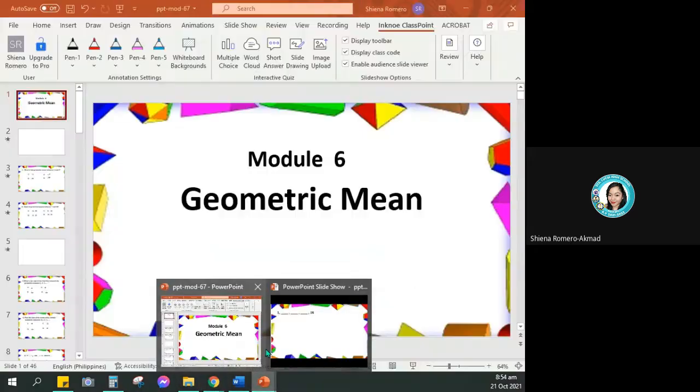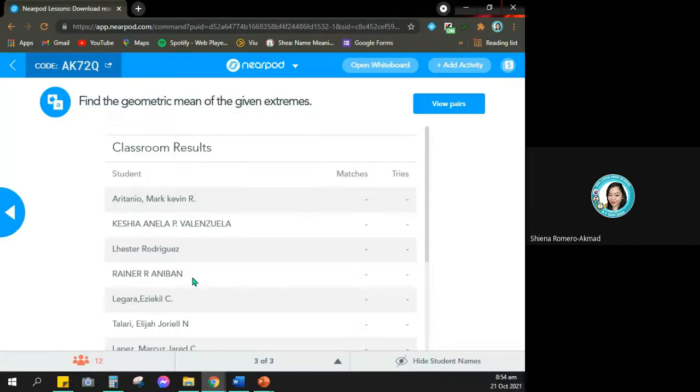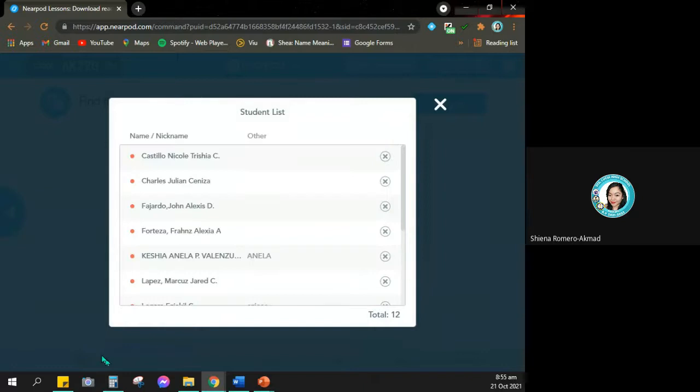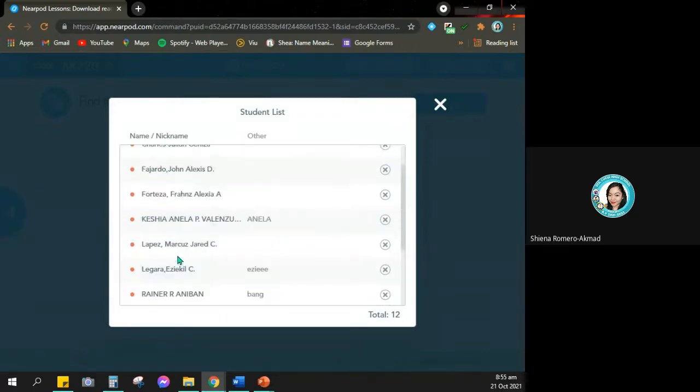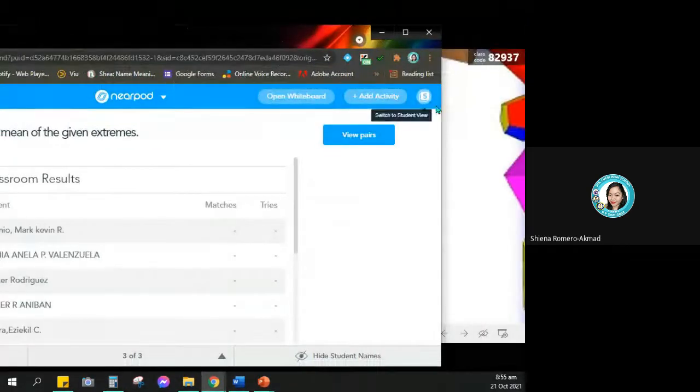Naintindihan? So, before we proceed to this part where there are many geometric means, we will first answer the Nearpod. You have to match the cards, where the cards will match according to their geometric mean. Okay? Of course, you are going to solve. There are 12 students here and they're not here yet. Only three are here. You can try to match now, if you really understood how to find the geometric mean.